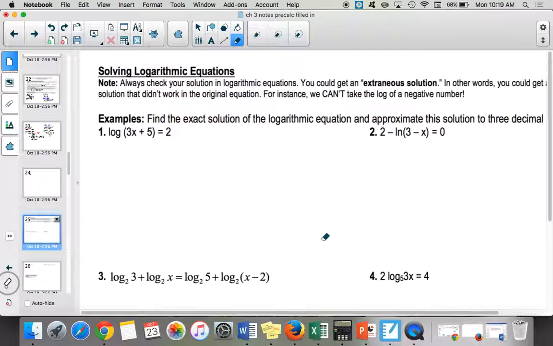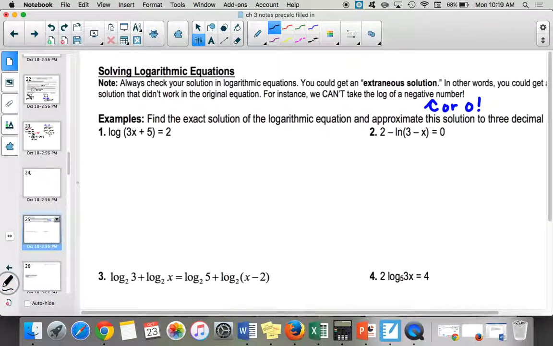All right, so logarithmic equations. So it says, always check your solution in logarithmic equations. So sometimes you have like the log of a negative number, which is bad. You can't take the log of a negative number, or 0, right? Find the exact solution of the log equation and approximate the solution to 3 decimal places. So a lot of these you won't have to approximate. You're just going to have nice fractions or nice numbers in the end.